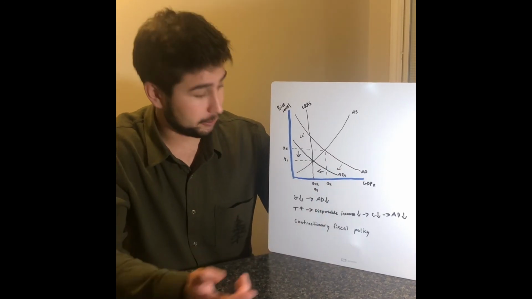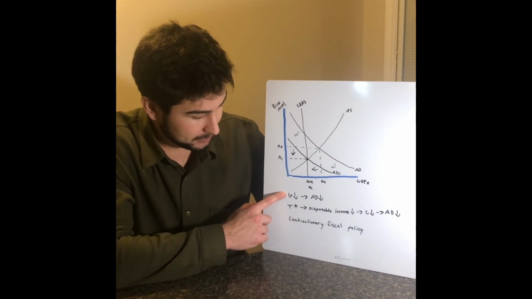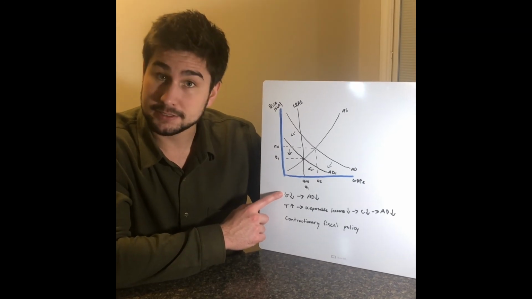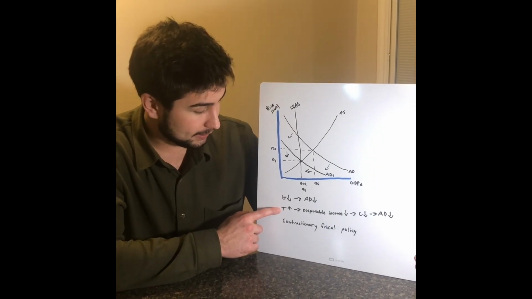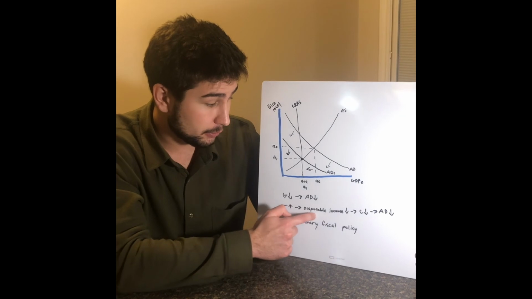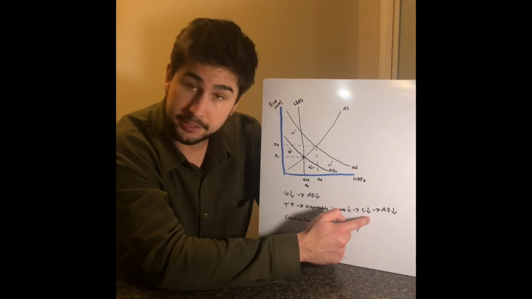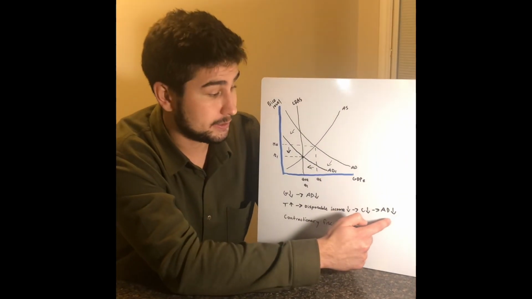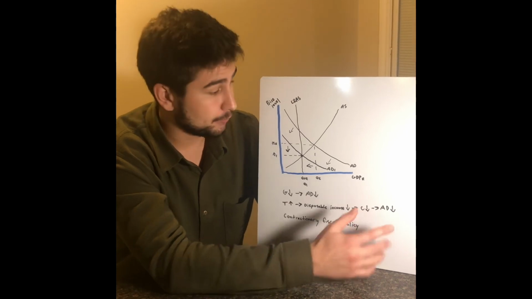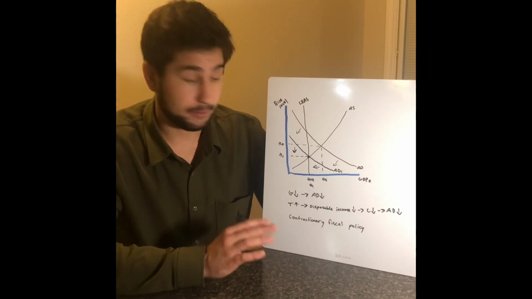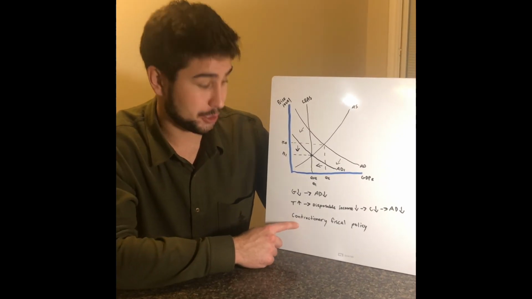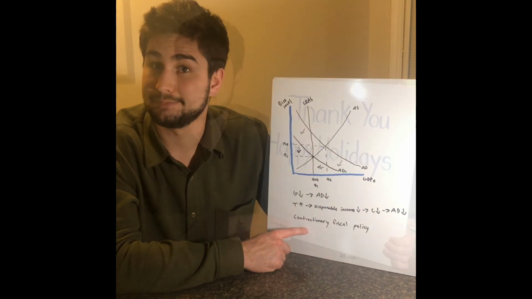To lower aggregate demand, you can decrease government spending, or you can increase taxes, which decreases disposable income, decreases consumer consumption, and decreases aggregate demand. Remember, we're slowing this economy down, so that is contractionary fiscal policy.